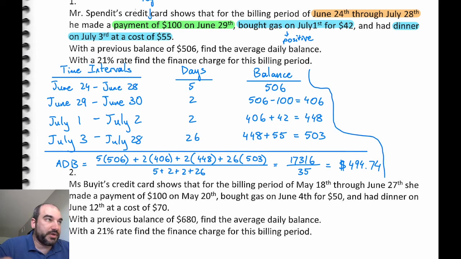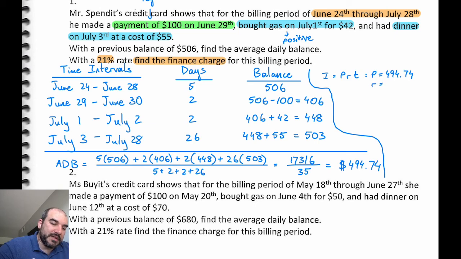And then over here, I'm going to show you how to do the finance charge calculation. Find the finance charge with a rate of 21%. So the finance charge is essentially going to be the formula that we saw for interest on the previous page. Interest was equal to P times R times T. In this case, our P is going to be our average daily balance, so 494.74.